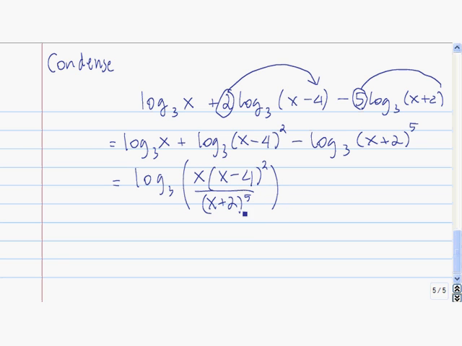Okay, and we can check our answer by just expanding this. So it would be log base 3 of x plus log base 3 of x minus 4 squared minus log base 3 of x plus 2 to the 5th. Okay, so once again, whatever has a plus in front of it is multiplied in the numerator. Whatever has a minus in front of it goes down into the denominator. Okay, that's the easiest way to think about this.